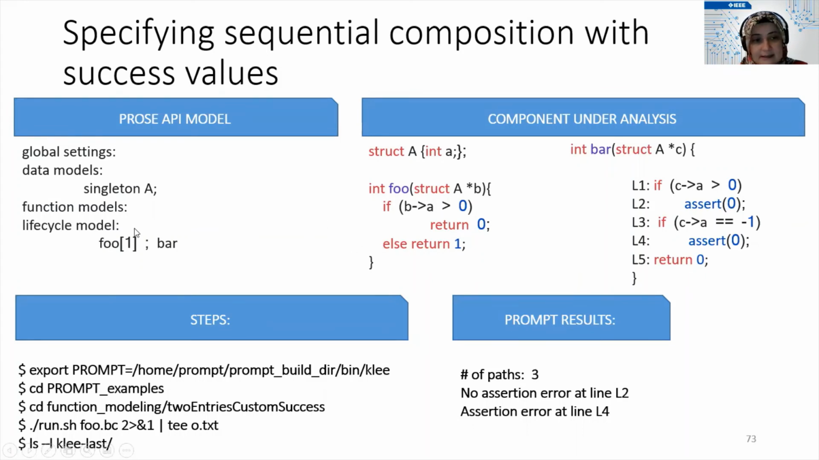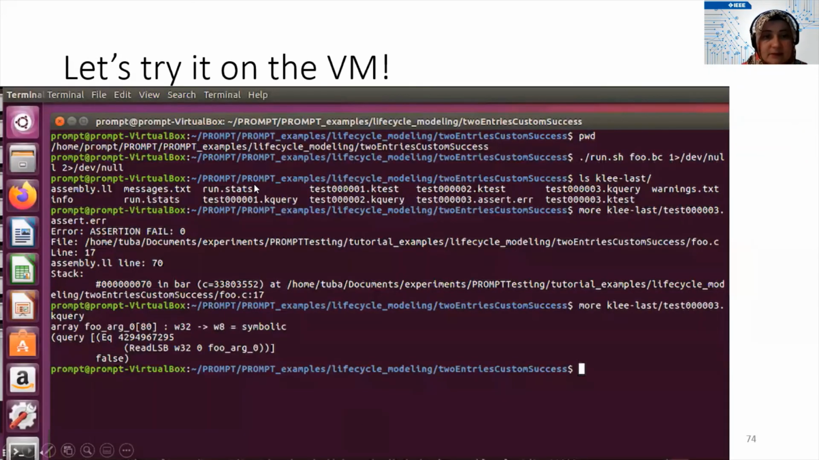But since this is ensuring that when foo returns anything other than 1, the bar will not be executed, obviously we should not reach the assertion at L2, whereas we will be reaching the assertion failure at L4. So if we go to 2 entries, custom success, and I apologize for the cycle because it should actually be life cycle, then you can see the assertion failure.